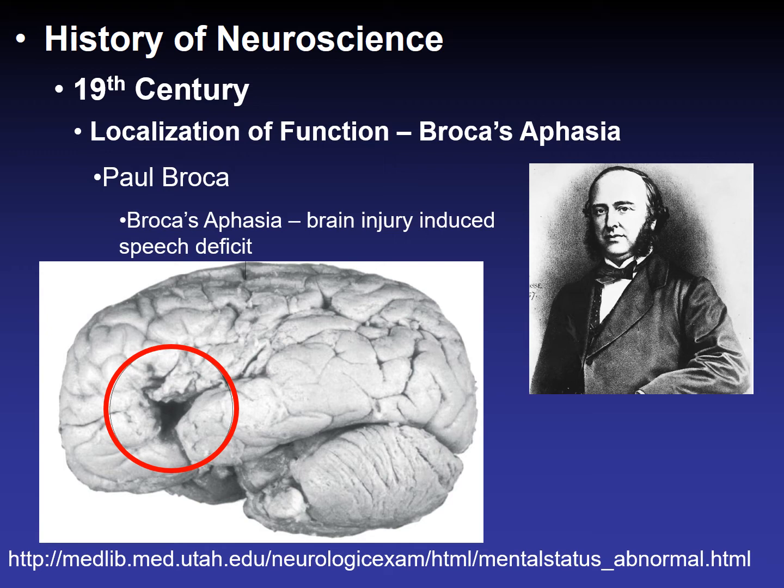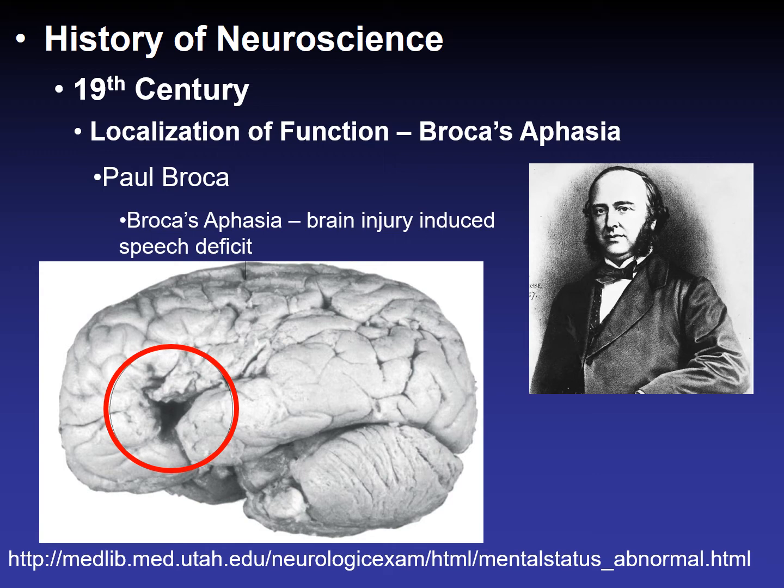There was a very localized area of damage. The rest of the brain was fine. The rest of the brain looked just peachy keen, but there was this one specific region that was damaged. And his patient had one specific behavioral impairment: a speech impediment. So this caused Broca to think that he had found a language area, a speech area of the brain, that a function like speech and language could be localized to a specific area of the brain.